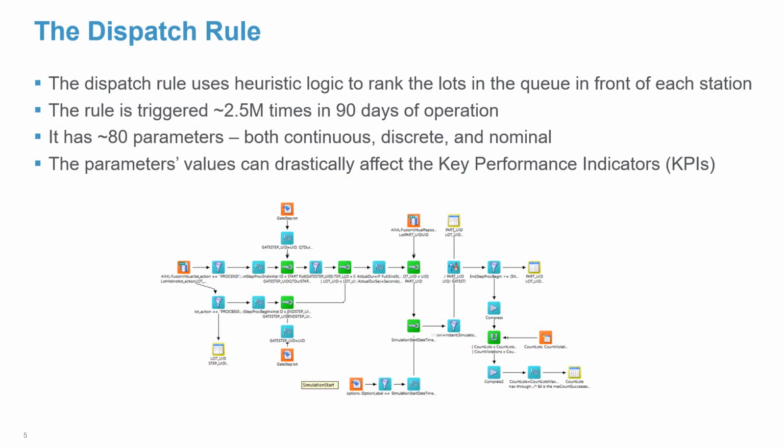The dispatch rule uses heuristic logic to rank the lots in the queue in front of each station. The rule is triggered approximately 2.5 million times in 90 days of operation. It has about 80 parameters, both continuous, discrete, and nominal, and the parameter values can drastically affect the key performance indicators, or KPIs.